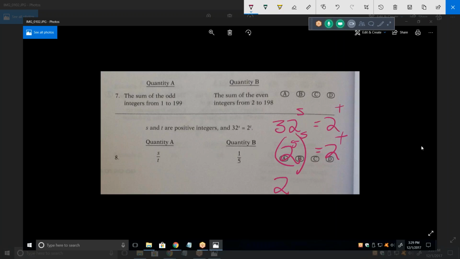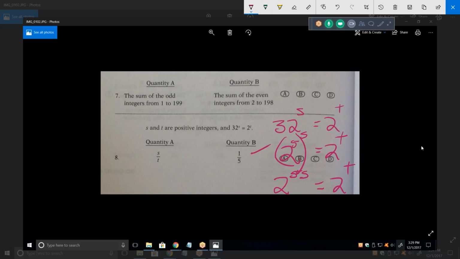So 32 would be, the first S would be 1 over 5, right? Now, hold on. Let's do this one step at a time. Go from this step to the next step. What is 2 to the 5th to the S power? You have to know the rules of exponents. Well, you multiply the 5th times S, so it's got to be 1, right? No, so it's 2 to the 5S equals 2 to the T.